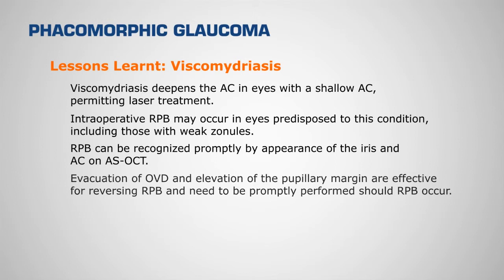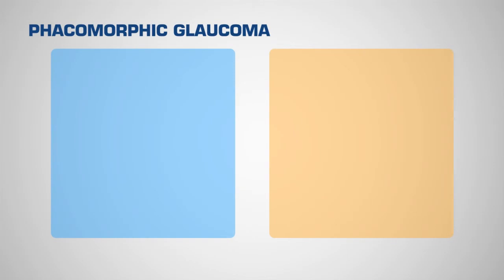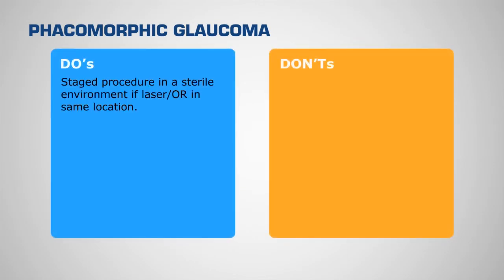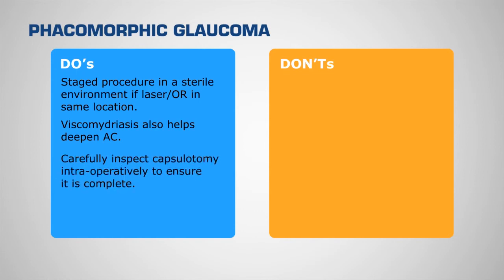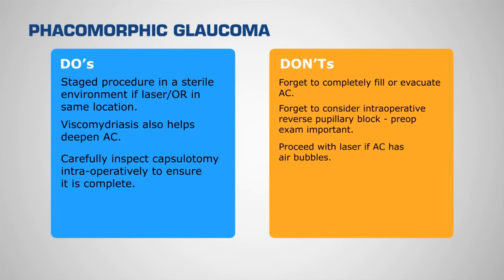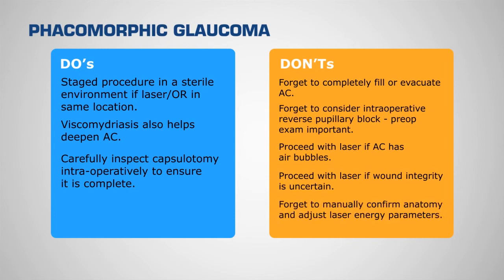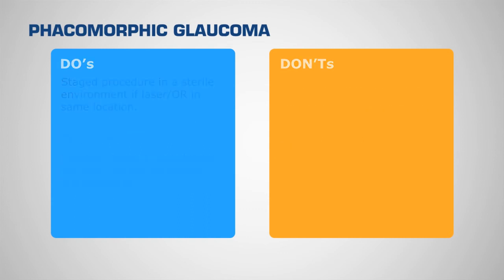Evacuation of viscoelastic and tenting up the pupillary margin are effective for releasing this reverse pupillary block configuration. In addition, injecting intracameral epinephrine alone and ensuring injection above and below the iris plane are also effective for achieving mydriasis and deepening the anterior chamber. Following these do's and don'ts helps to achieve a successful staged procedure in a patient with a small pupil or phacomorphic glaucoma undergoing femtosecond cataract surgery.